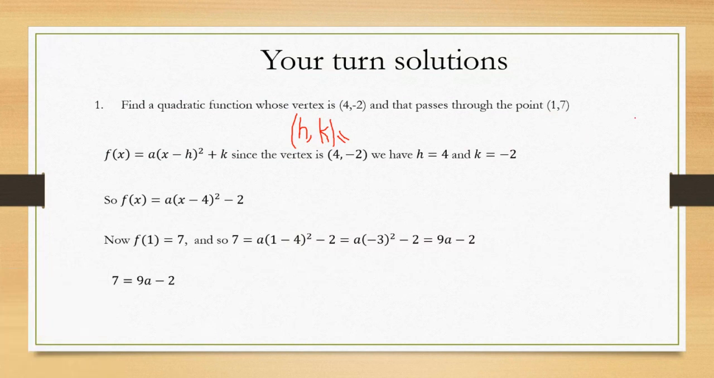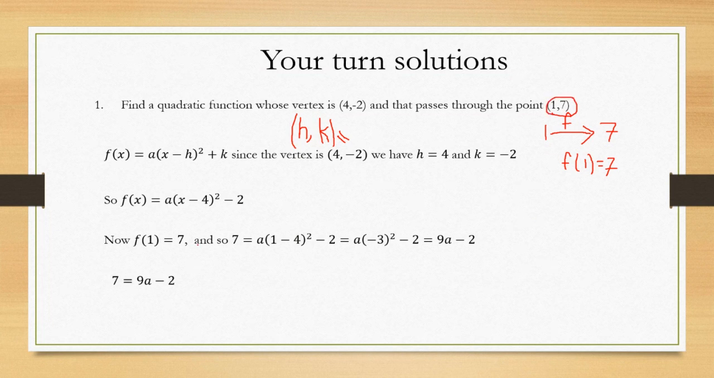Since it passes through the point (1, 7), this is telling us that 1 gets mapped to 7 under our function f. In other words, f of 1 has to be 7. That's what this is saying. So f of 1 must equal 7. That's all I'm trying to say from this.